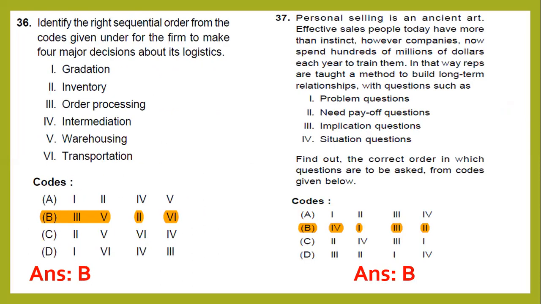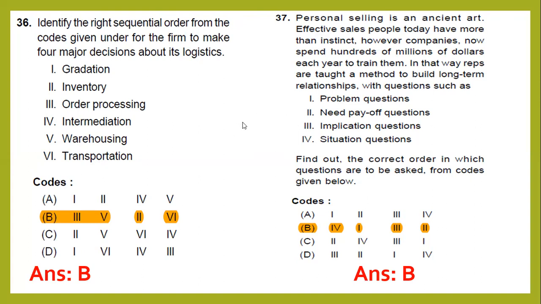36th question, identify the right sequential order from the codes given under for the firm to make four major decisions about its logistics. So the correct option will be order processing, followed by warehousing, followed by inventory, followed by transportation. So correct option is B.